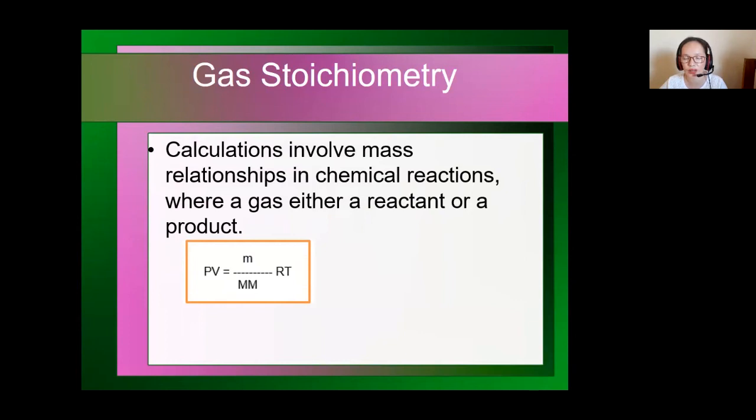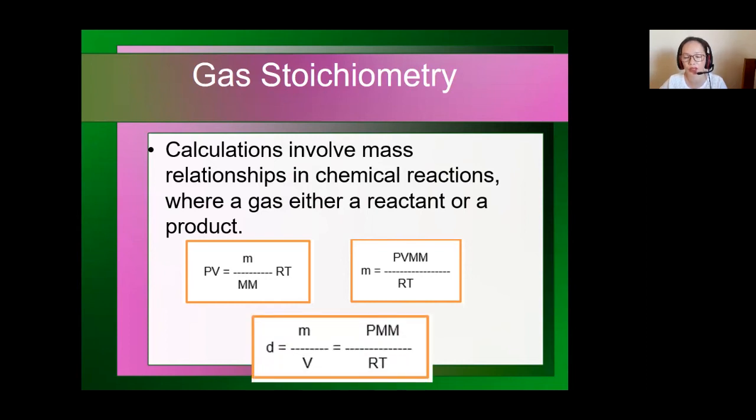We make use of PV = (m/M)RT, that is if the molar mass of the gas is known. So we simply get the mass by applying the formula: pressure times volume times molar mass over the R constant multiplied by the temperature. For density, we can also get the density of a gas using m over V, where d equals pressure times molar mass over the R constant multiplied by temperature.